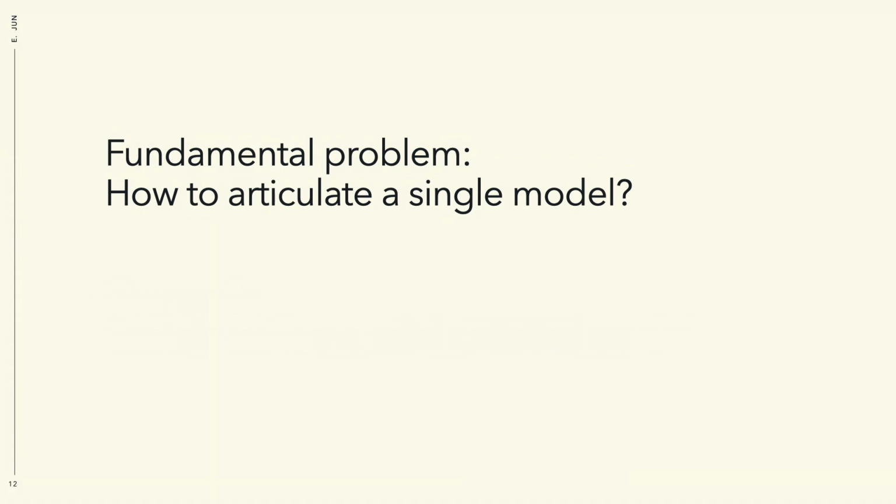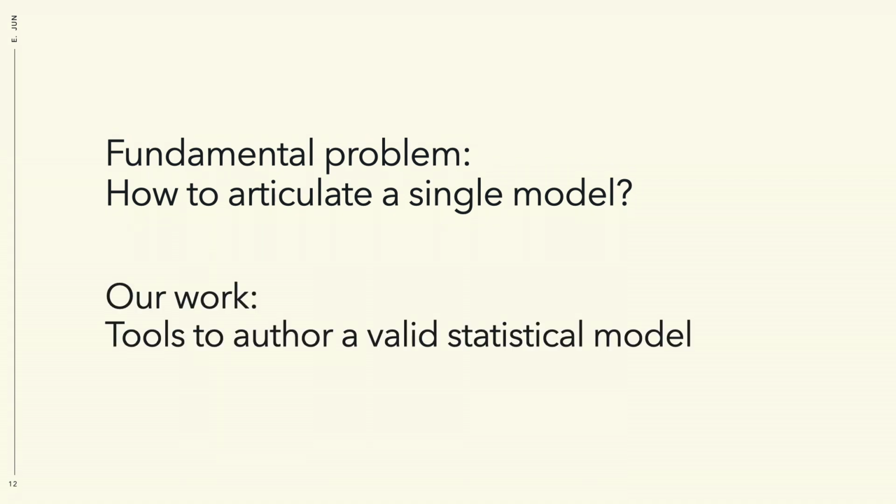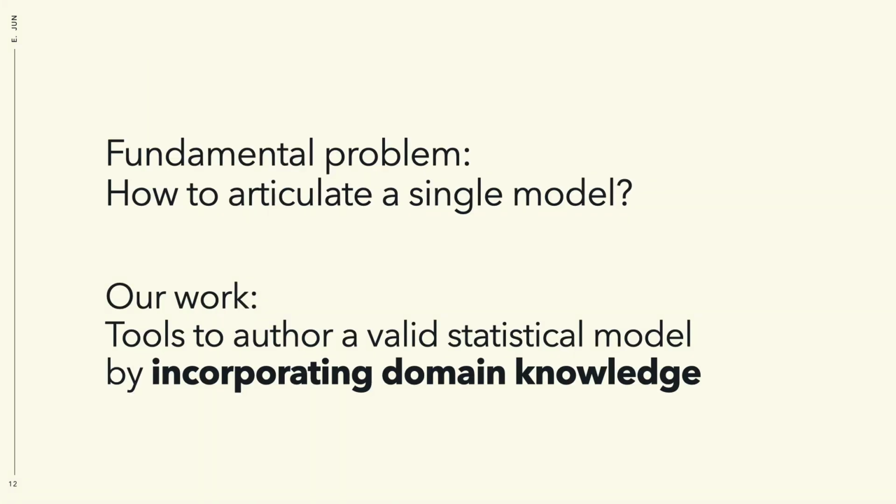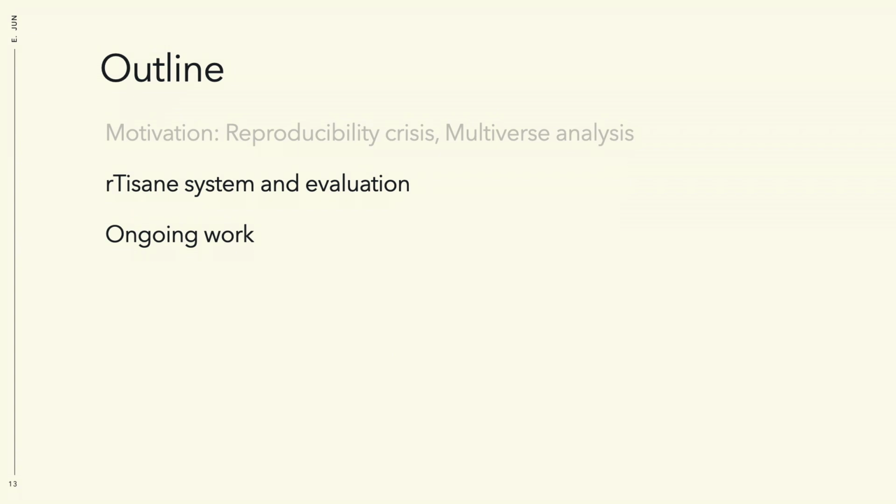In some ongoing work, we're looking at how we can provide end users with tools that enable them to author valid statistical models. We're going to leverage this key insight that we can do so by allowing them to articulate their domain knowledge and use that to compile statistical models. The goal of this work is to provide an on-ramp from a single statistical model to a space of possible statistical models in the future for multiverse analysis or for PCS, for example. One example system I'm going to talk about is Artisan, and then I'll conclude with some ongoing work.